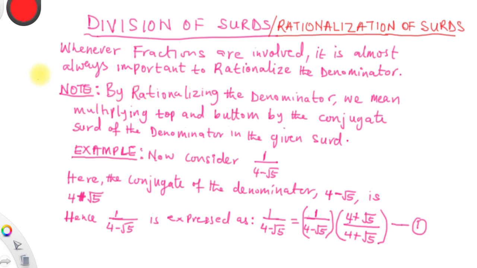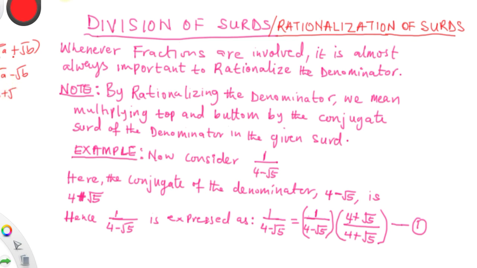We said that whenever you are given a surd, let's say in general square root of A plus square root of B, then the conjugate of this surd is found by just changing the sign to negative. So the conjugate of this surd is square root of A minus square root of B.